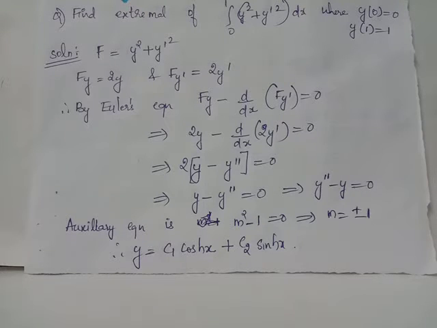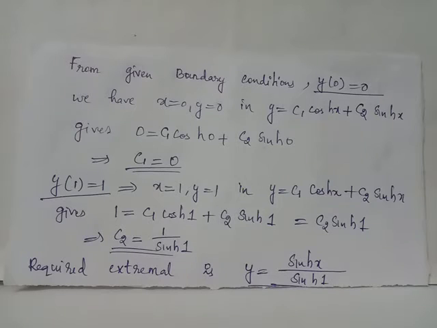By the auxiliary equation m square minus 1 equals 0, we get m equals plus minus 1 as the values, and whenever m equals plus minus 1, the solution is y equals c1 cos hx plus c2 sin hx. Now we will use the boundary conditions.